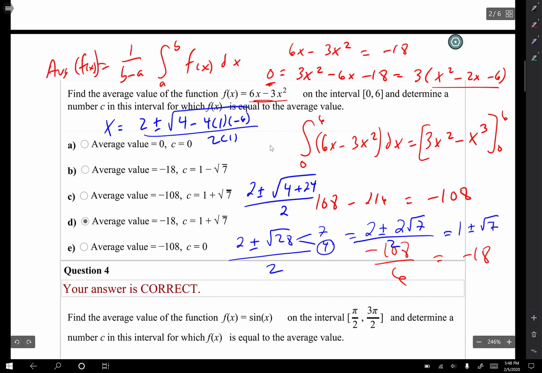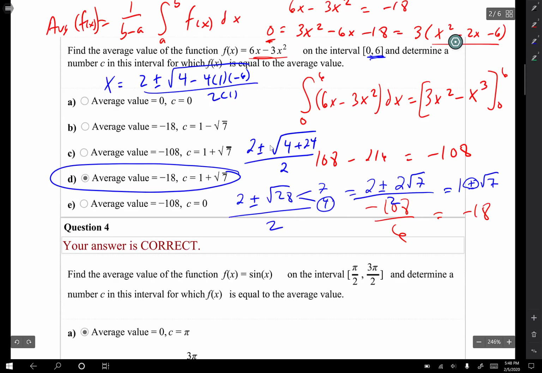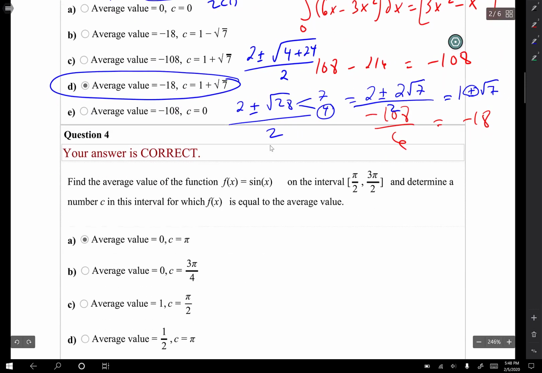Now remember, my interval was 0 to 6, so I can't have the minus, because that will take me outside my interval. So it has to be the plus. So there it is, guys. All right, next one.